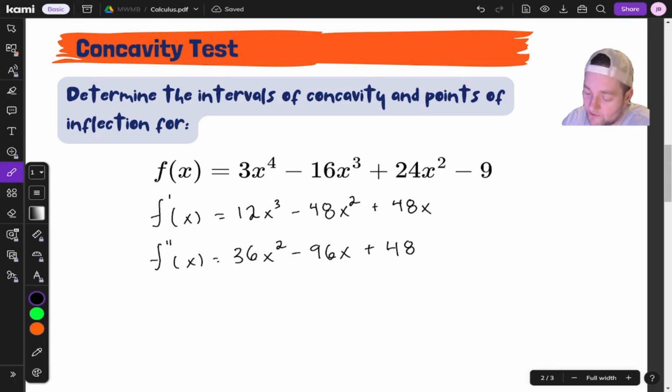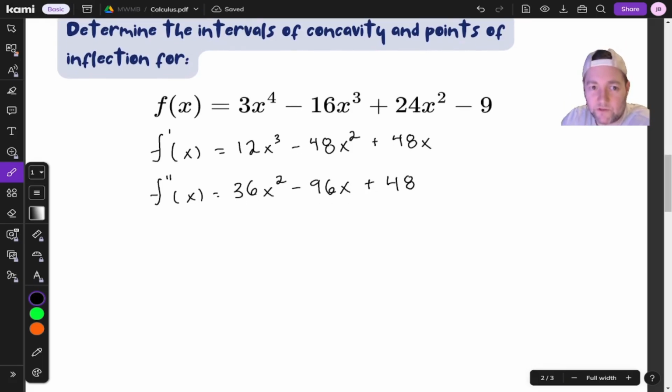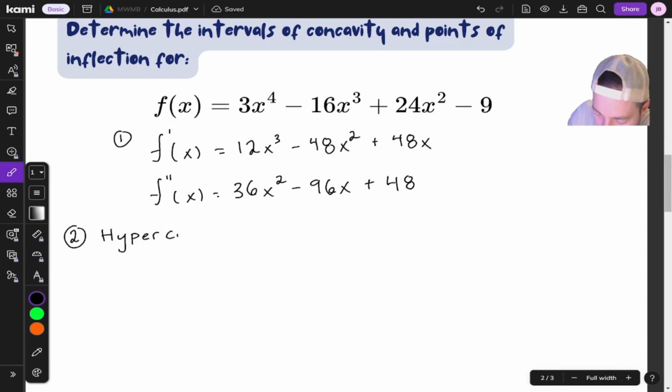Okay. Now, ideally, if this was a long question, we would do the critical points, maximums, intervals of increase and decrease. Then we'd move on. But we're just exploring concavity, points of inflection, and hypercritical points. So let's call that our first step, finding the derivative. Step 2 is our hypercritical points.